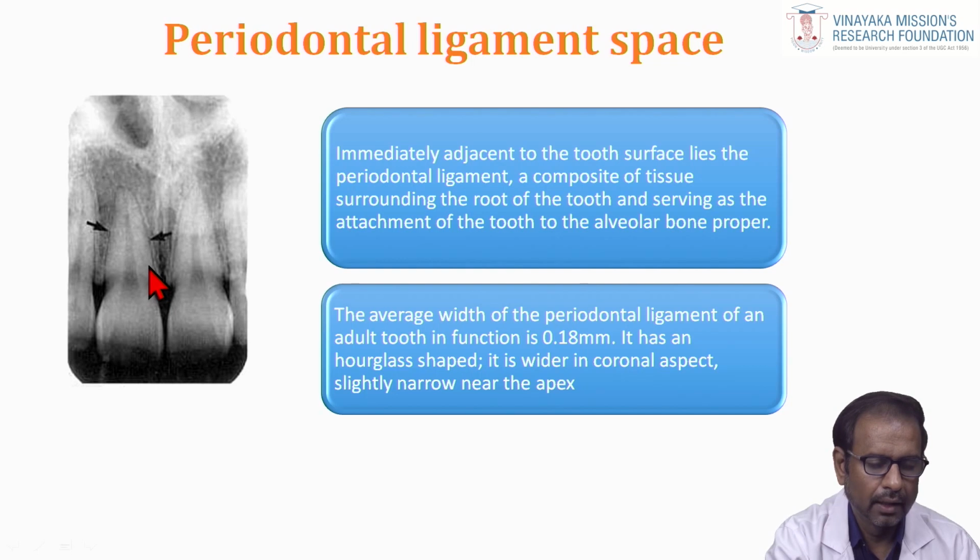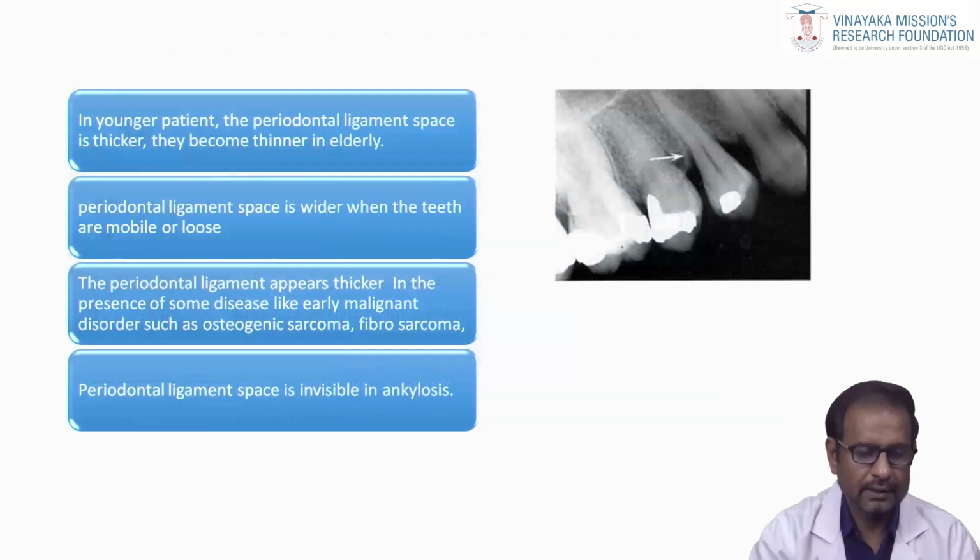Between the tooth surface and the lamina dura, there is a small thin radiolucent line. That is the periodontal ligament space. It is wider in the coronal aspect and slightly narrower near the apex of the tooth. In younger patients, the periodontal ligament space is thicker. It becomes thinner in the elderly.